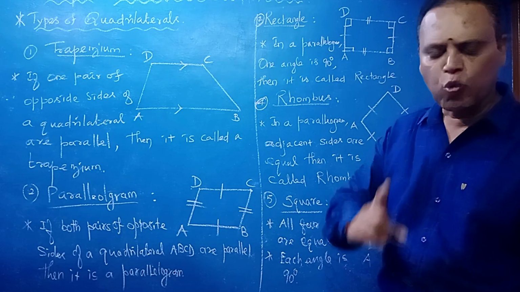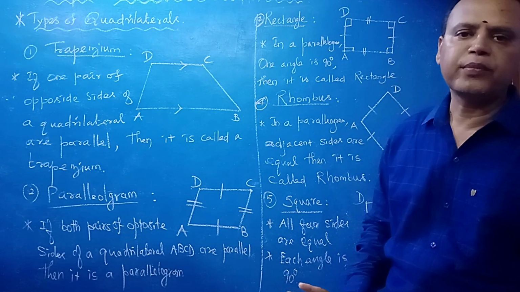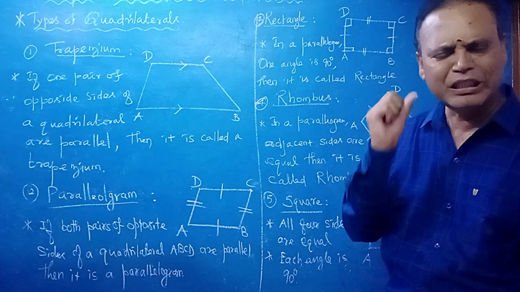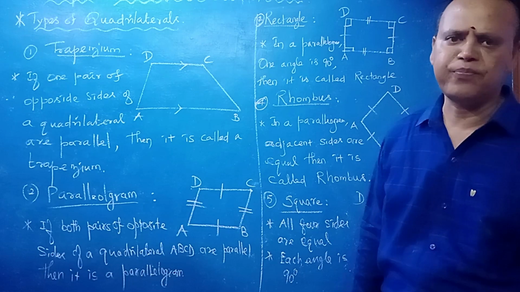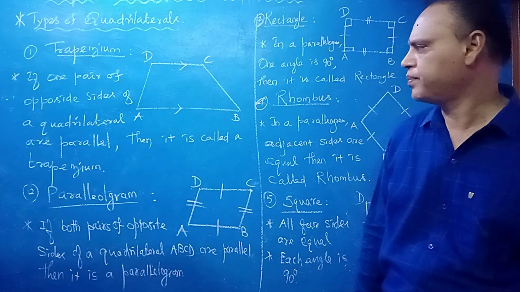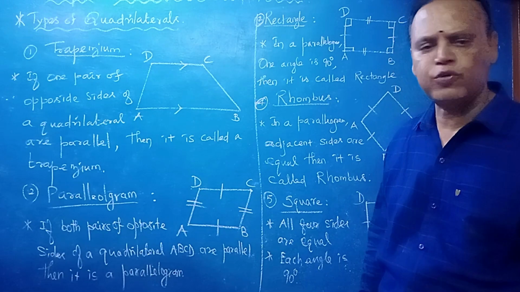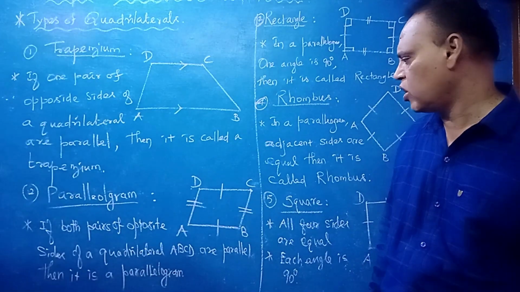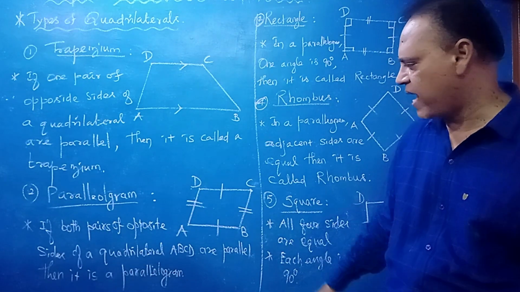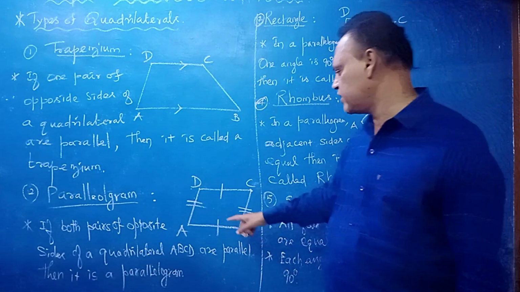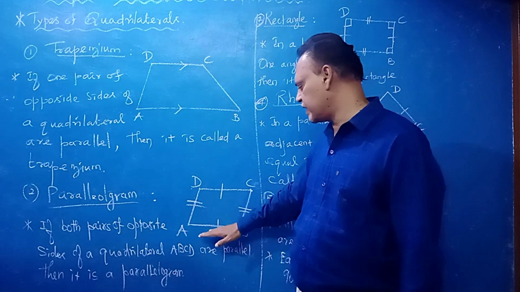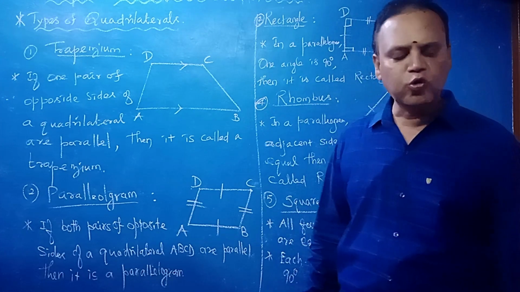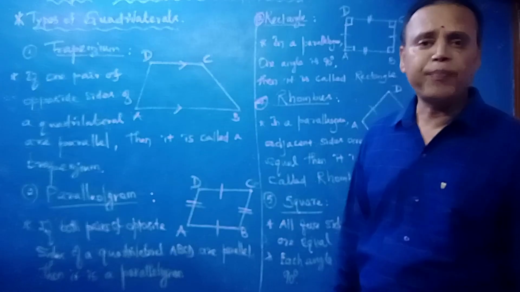So one pair of opposite sides being parallel, then immediately you can tell that it is a trapezium. Second one, parallelogram. What is a parallelogram? If both pairs of opposite sides of a quadrilateral ABCD are parallel, then it is a parallelogram. Both opposite sides are equal and parallel. Then it is called a parallelogram.